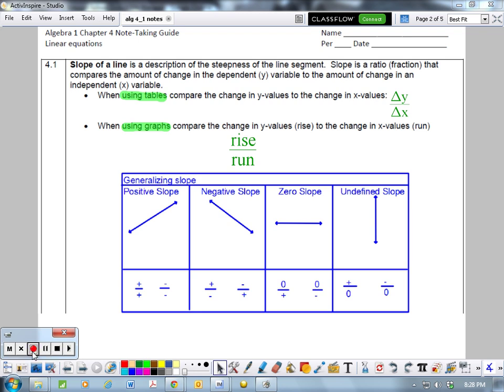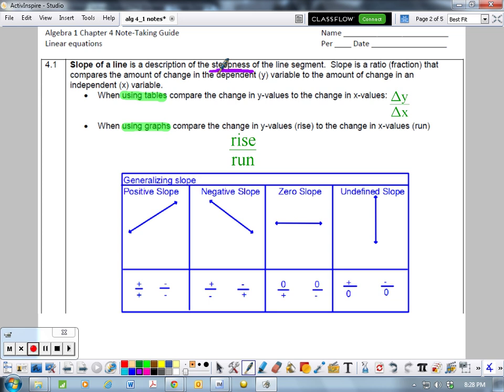Okay, so in Algebra 1, Chapter 4, we're looking at linear equations. And what we're going to talk about now is something called slope. The slope of a line is the description of its steepness. We've talked about steepness before, so we're just talking about it again, and going a little bit more in depth with our steepness.